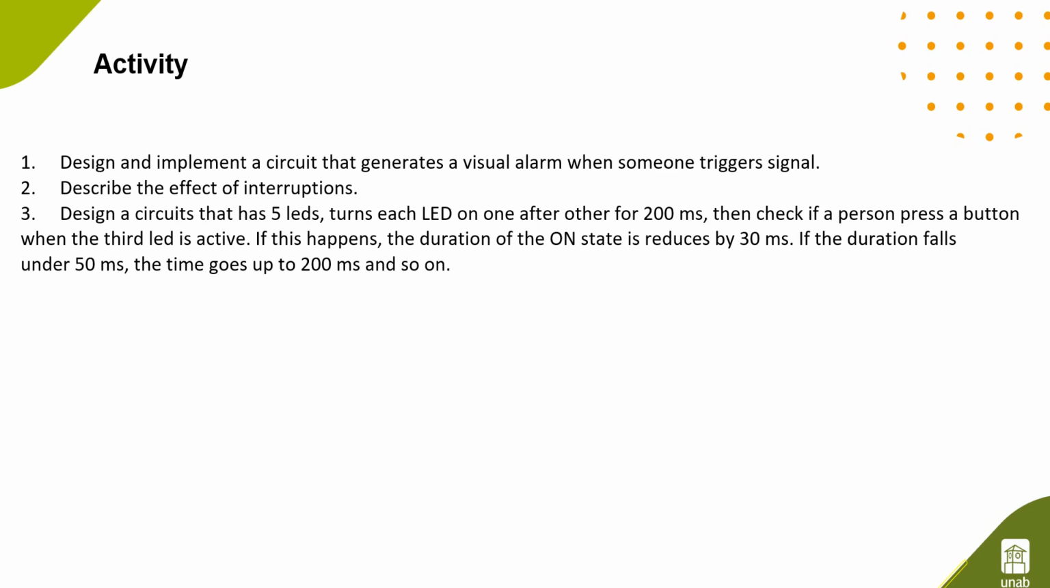For instance, in the first case, if LED number 3 was on and you press the button, then the next LED will turn on for just 170 milliseconds, then 140, 110, and so on. If the duration falls under 50 milliseconds, the time goes up again to 200 milliseconds and will start to reduce again if the button is pressed when LED number 3 was active.